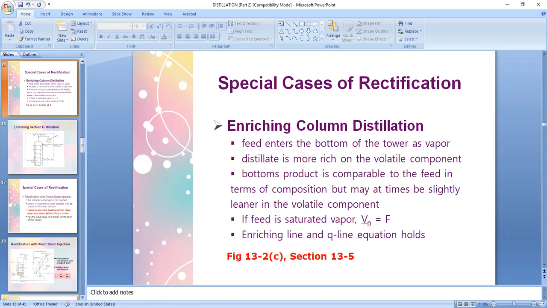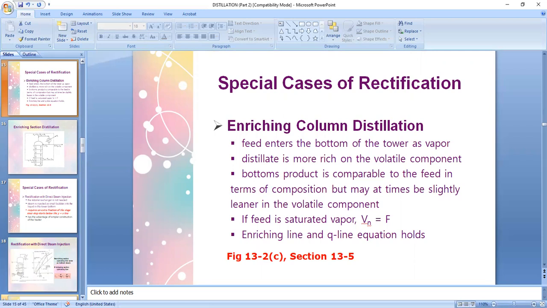You may need in some cases only 2 of the operating lines, or you may have an added operating line in the case of distillation with side stream. So we're going to look into each of these special cases of rectification. You can read this in your handbook, but specifically, Geankoplis also simplified the manner of explaining the special cases of rectification in his book.